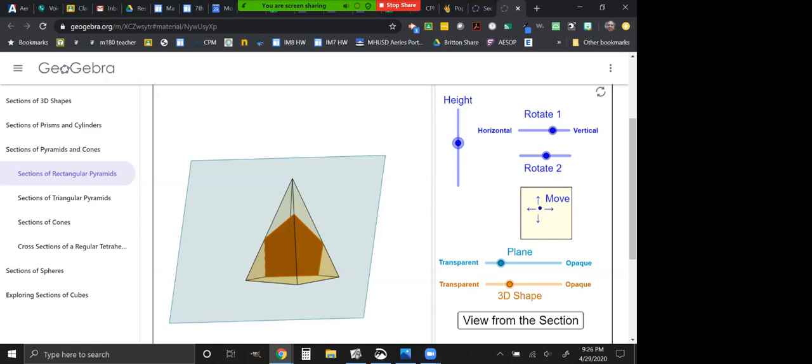So I know I can get triangles, rectangles, trapezoid, pentagon. Can I get a hexagon? Well, a hexagon requires it to hit 6 faces, and since there's only 5 on a pyramid like this, a rectangular pyramid, I'll never get 6. I'll never get 8. Can I get a circle off of this? Probably not.